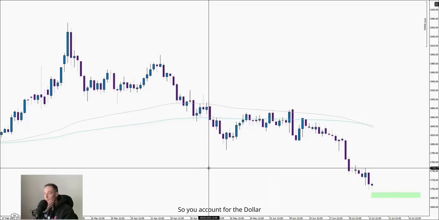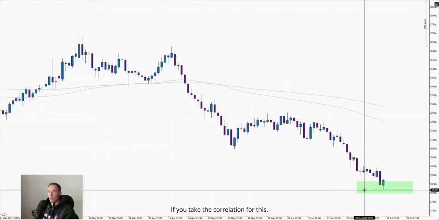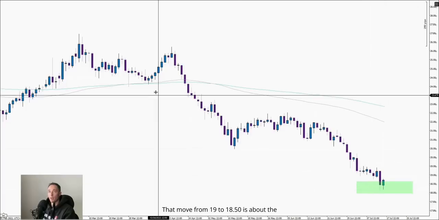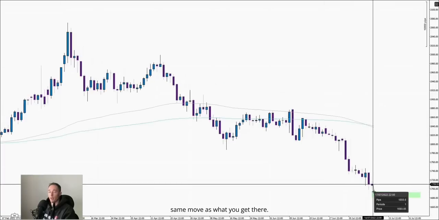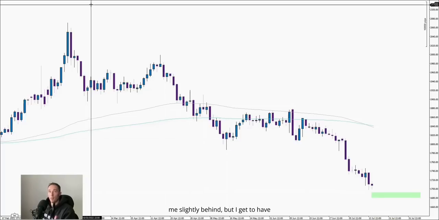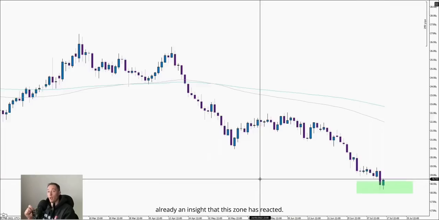So you account for the dollar move on the silver market. Usually you tie that up to a $25 move on gold. So if you take the correlation for this, that move from 19 to 1850 is about the same move as what you get there. So if this is slightly behind, I still get to have an insight that this zone has reacted.